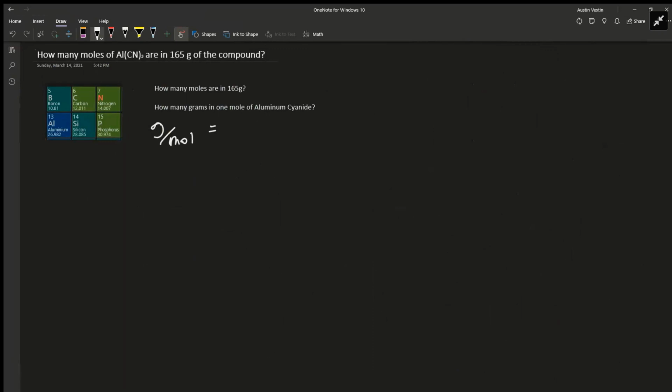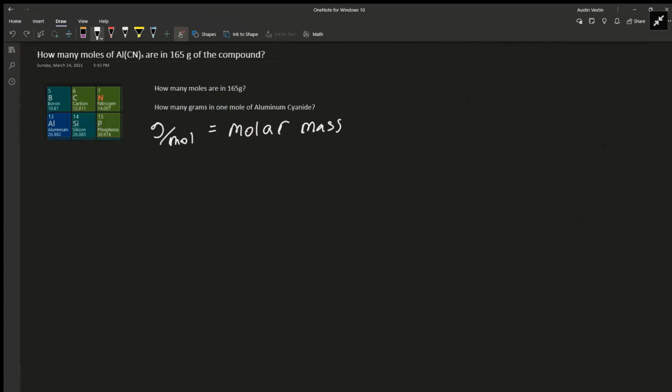And you might know from class, grams per mole, that is the unit for molar mass. So we need to find the molar mass of aluminum cyanide. The molar mass of any element is given by the atomic mass, which is listed below the symbol of the element on the periodic table. So we know that the molar mass of carbon is 12.011, nitrogen is 14.007, and aluminum is 26.982.